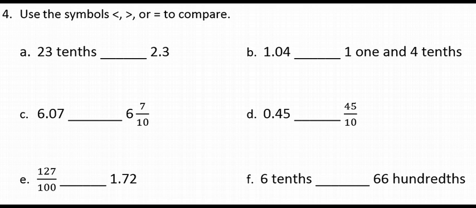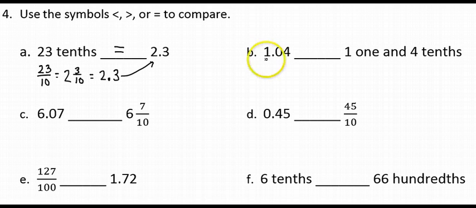And in our last section, we're going to compare numbers written in a variety of different forms. The first problem is 23 tenths, and we're comparing it to 2 and 3 tenths. Well, 23 tenths is the same as 2 wholes and 3 tenths, which can also be written as 2 and 3 tenths in decimal form. So that means that these two numbers are the same. So 23 tenths is equal to 2 and 3 tenths.